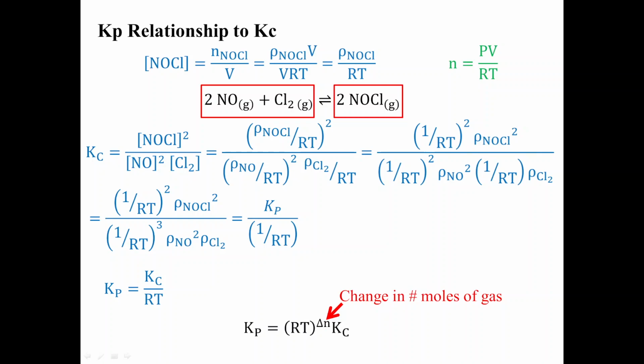So our change is always going to be final minus initial. So we're going to have 2 moles of gas minus 3 moles of gas. Again, final minus initial, so 2 minus 3. That's going to give us a -1. And so in this case, we'd have RT raised to the -1 times Kc. So raising it to -1 just means 1 over RT, which is what we got.